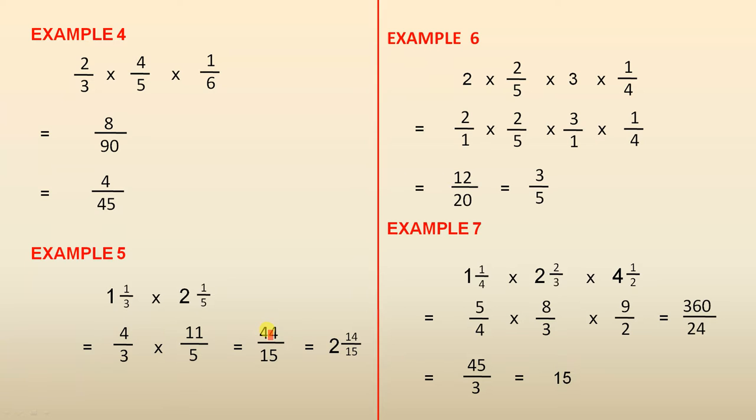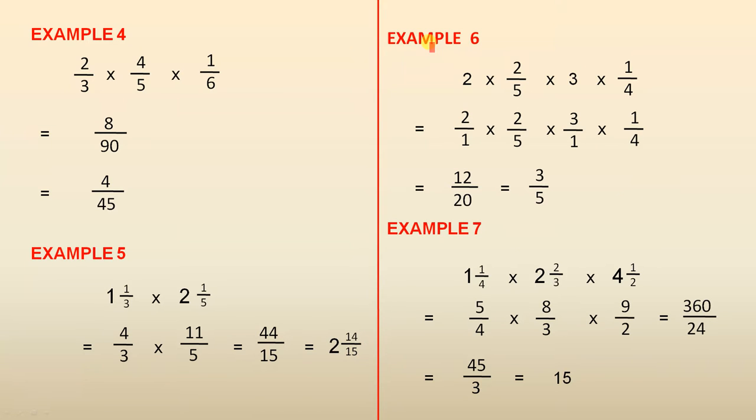4 11s are 44, 3 5s are 15. 15 into 44 goes twice, with a remainder of 14, so it's 2 and 14 over 15.